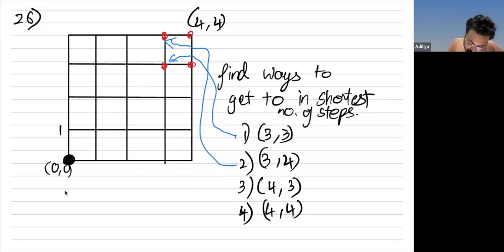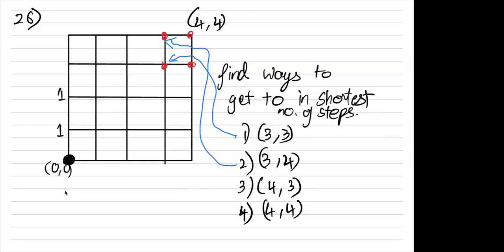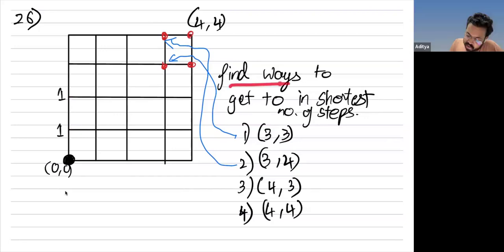Sir, do you agree that there is only one way to reach this point? And there is only one way to reach this point. I didn't understand the question. You have to find the number of ways to get to these points in the shortest steps. So a shortest path would be, let's say you want to reach this point. The shortest path would include 4 steps: 1, 2, 3, 4, or you could do this, or you could do this.